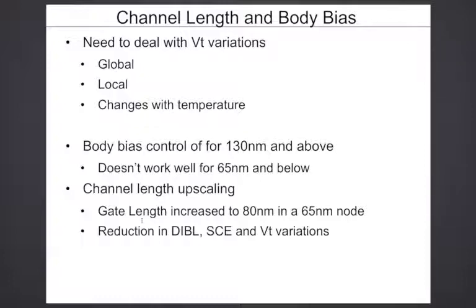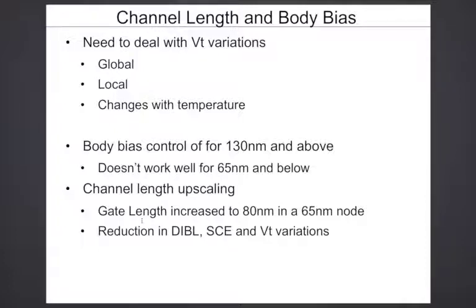So the threshold voltage is also a random variable which has two components. Global is across the wafer as well as across wafers, because it's a die to die variation, and you have within die variation. So you can break up the variations into two components, die to die and within die. And also, of course, you have changes in threshold due to temperature.